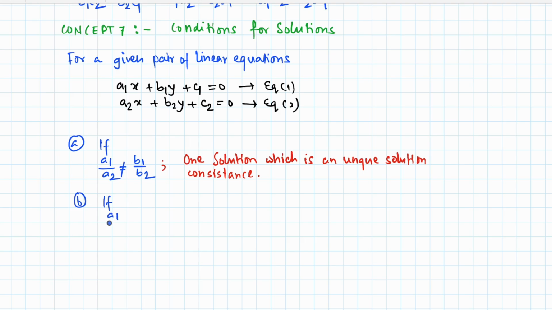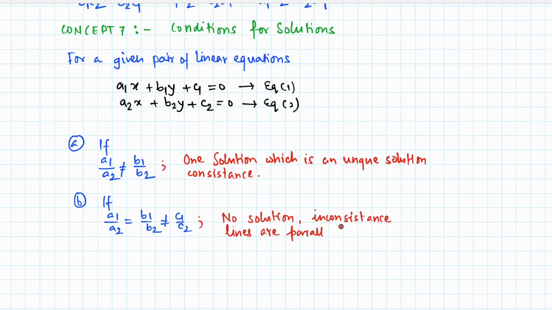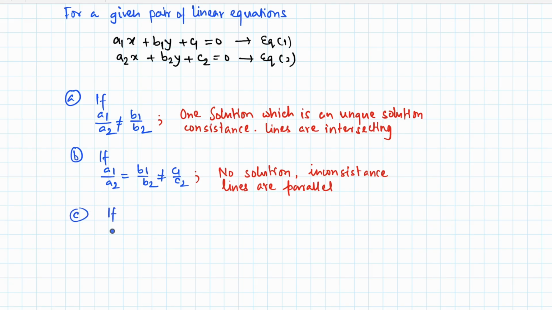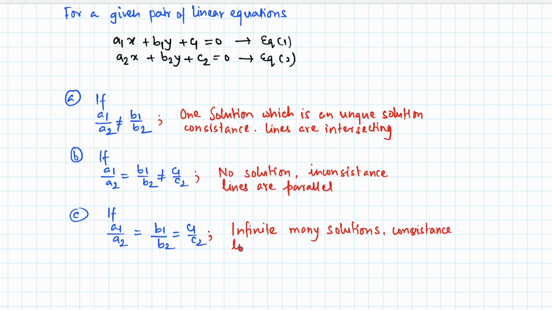Second, if a1 by a2 is equal to b1 by b2 but not equal to c1 by c2, there is no solution, it is inconsistent. So the lines are parallel, whereas in the first case the lines intersect with each other. Now, third condition, remember: if a1 by a2 is equal to b1 by b2 is equal to c1 by c2, that means there are infinitely many solutions, and these lines are overlapping and they are consistent.